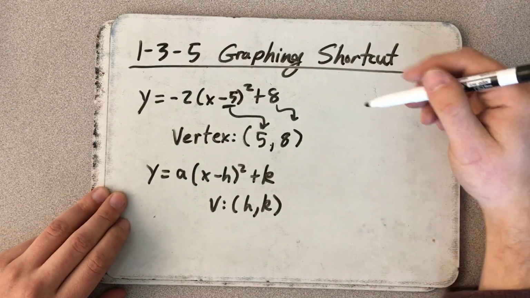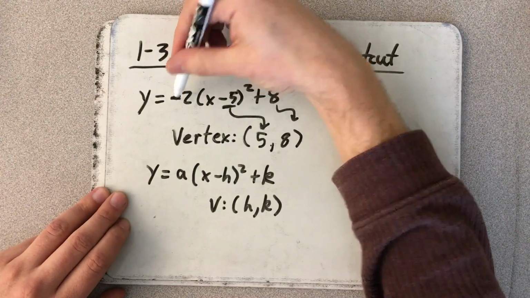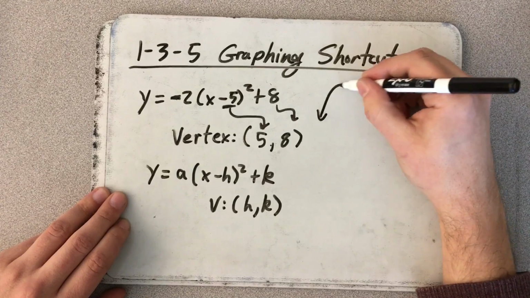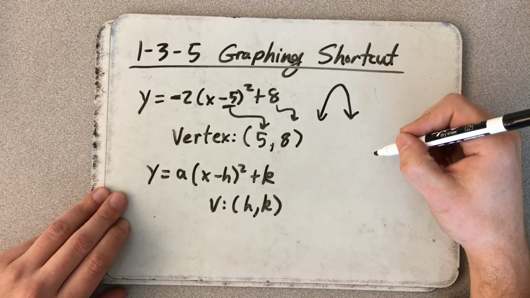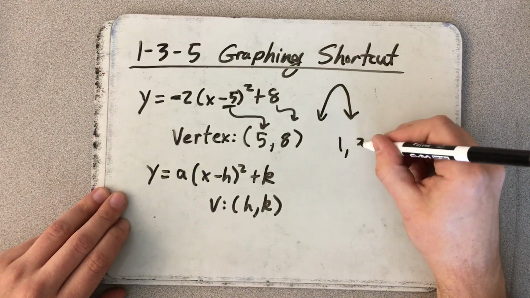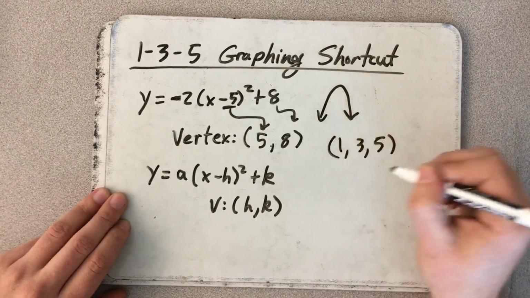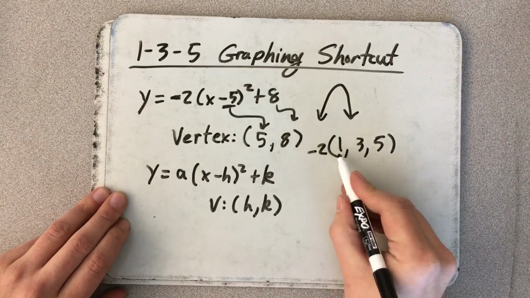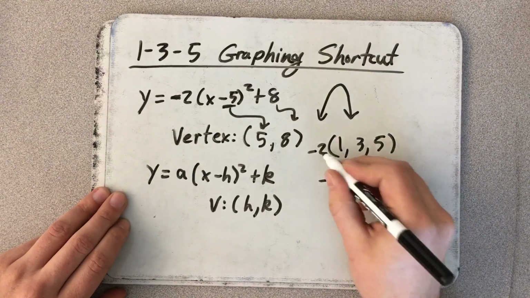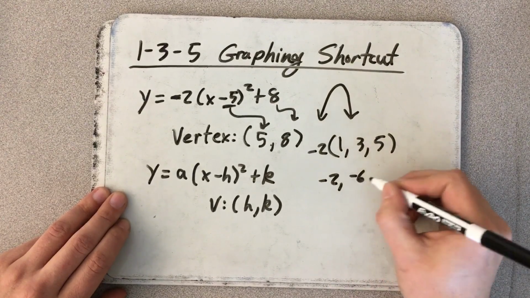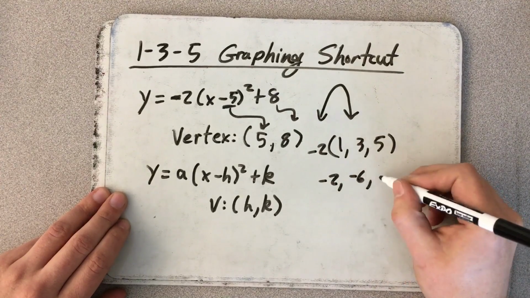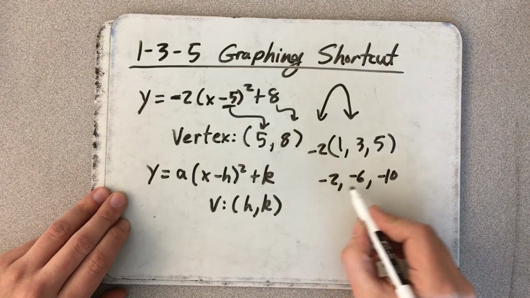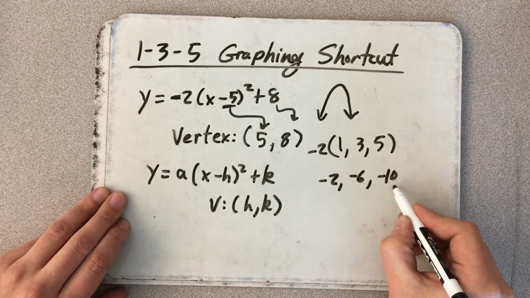Now this problem's a little different than the last one because we have this negative 2 value for a. Because a is negative, we know our parabola is going to open downwards. So we have to change our 135 a little bit. Instead of 135, we take 135 and multiply it by a, which is negative 2. So negative 2 times 1 is negative 2. Negative 2 times 3 is negative 6. Negative 2 times 5 is negative 10. So our 135 rule has just become negative 2, negative 6, negative 10.